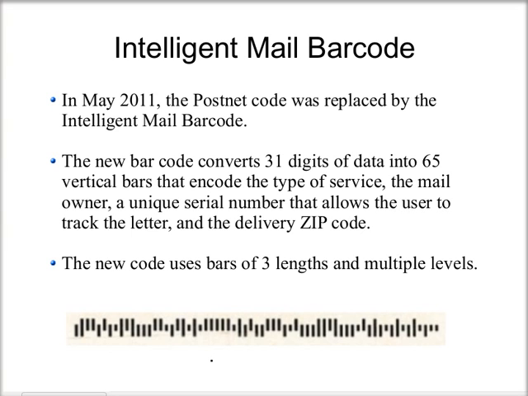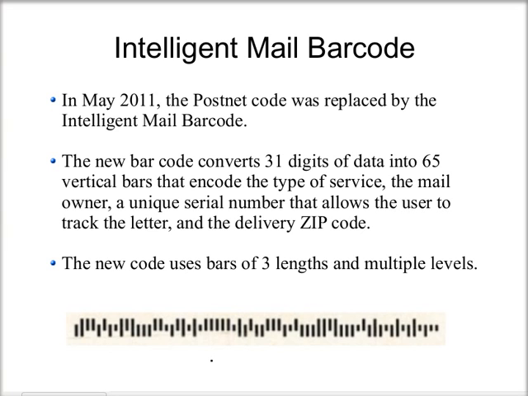In May 2011, the post office actually switched over to a new barcode system. The postnet code was replaced by the Intelligent Mail barcode. This new barcode converts 31 digits of data into 65 vertical bars that encode the type of service, the mail owner, a unique serial number that allows the user to track the letter, and the delivery zip codes. There's a lot more information contained in this new code.